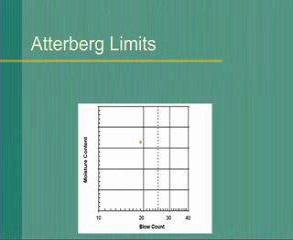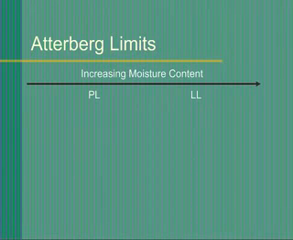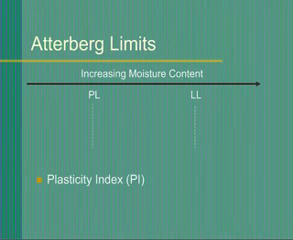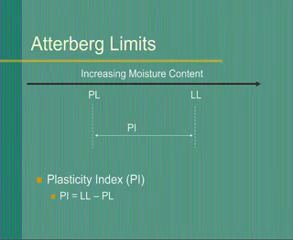Plot your data on a semi-log plot with blow count on a logarithmic horizontal axis and moisture content on an arithmetic vertical axis. Connect the points with the best fit straight line. The moisture content that corresponds to the intersection of this line and the 25 blow count coordinate is the liquid limit. The plasticity index, PI, is the numerical difference between the liquid limit and the plastic limit.